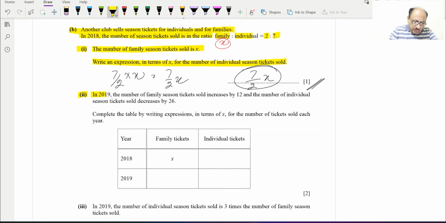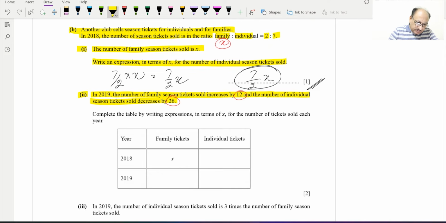Now second part, in 2019 the number of family season tickets sold increased by 12 and the number of individual season tickets sold decreased by 26. It's not 12%, it's 12 basically. This is 12 and this is 26.